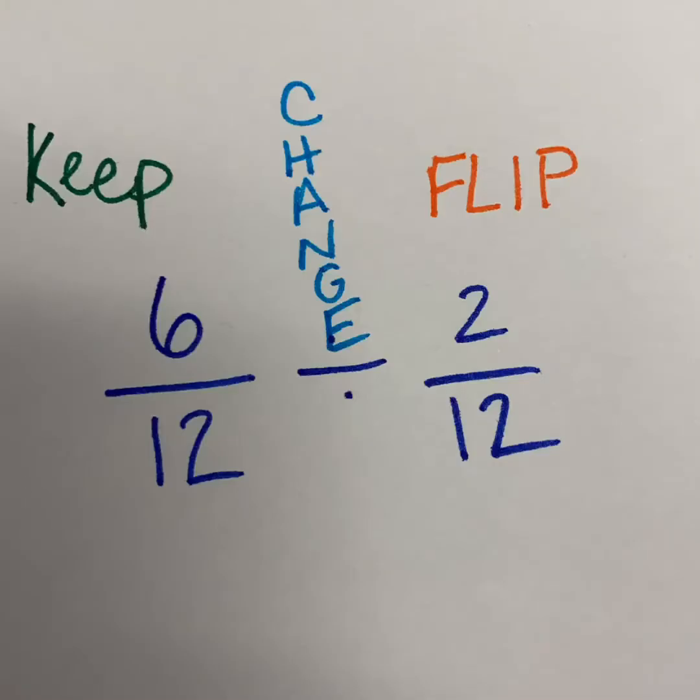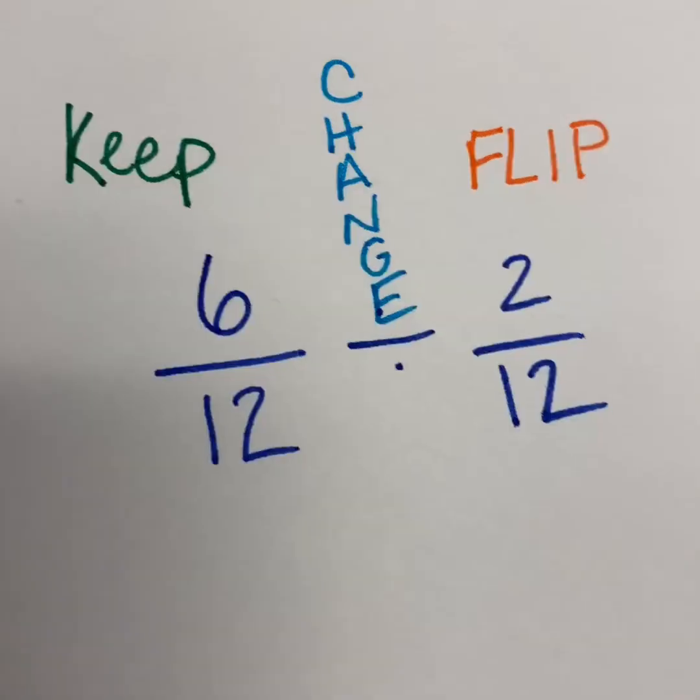So here we have 6/12 divided by 2/12, and you'll see that I have written keep, change, flip across the top here. This is a common thing that you might hear a teacher say in 6th grade when we are referring to using reciprocals to divide fractions. All right, let's explain what this means.